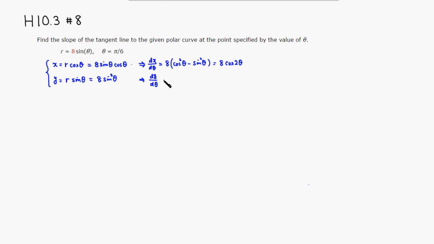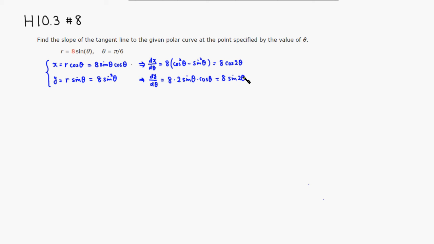Then we can do the same thing and take the derivative of y with respect to theta. 8 is just a number, so I'll just put it there. Derivative of a power: we put 2 in front, keep the sine function, and subtract 1 from the power, so it's the first power. Then multiply by the derivative of sine, which is cosine of theta. Using a trig identity, 2 sine cosine is sine of 2 theta, so it's 8 times sine of 2 theta.